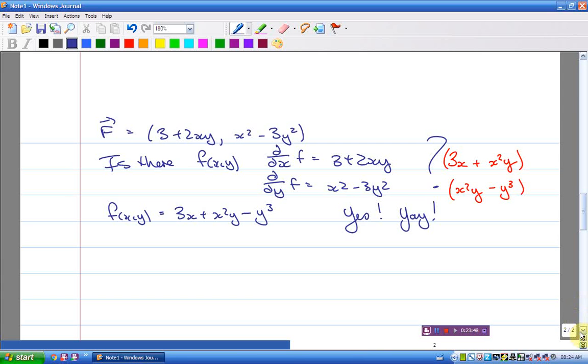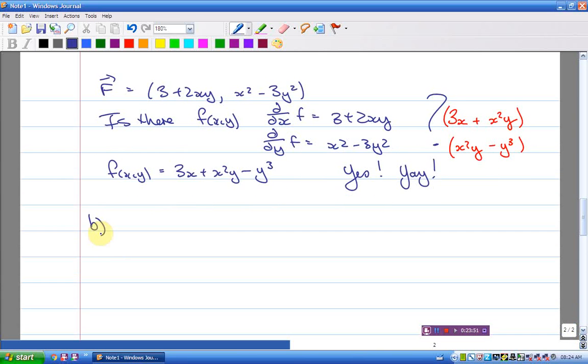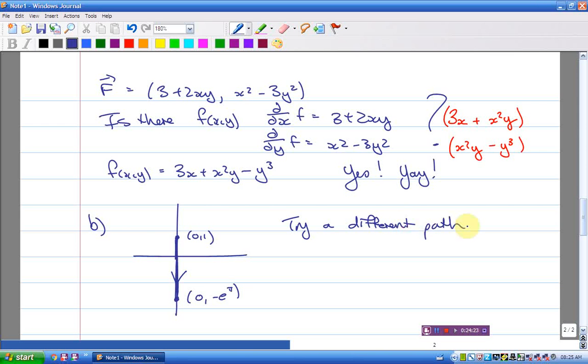So let me draw a little picture. We were told it went from 0, 1 to 0, minus e to the pi. Okay, there's the point 0, 1. Down here somewhere is the point 0, minus e to the pi. And I don't actually know what that other funny path looked like, but we can just choose a different path. We can just choose that line segment. Try a different path, because the line integral of a conservative vector field is path independent. It's only the endpoints that matter. It's not how you move between them.